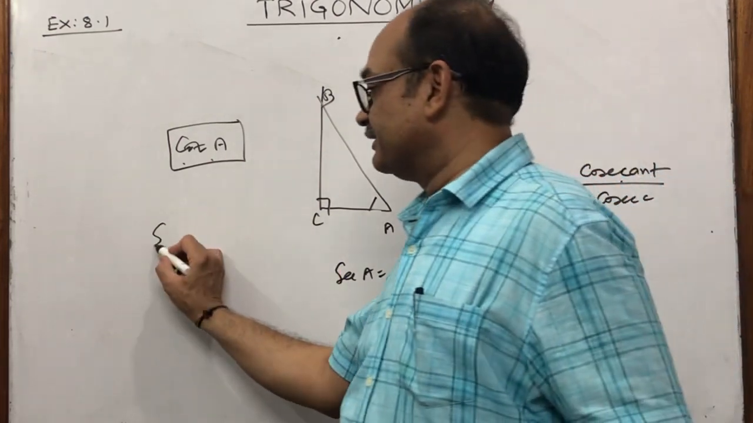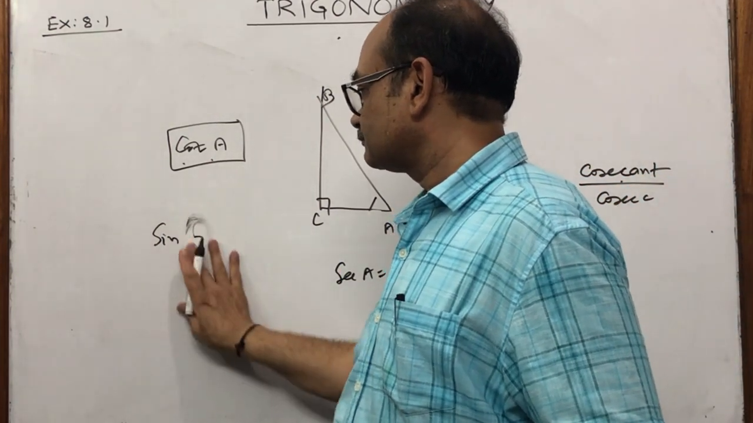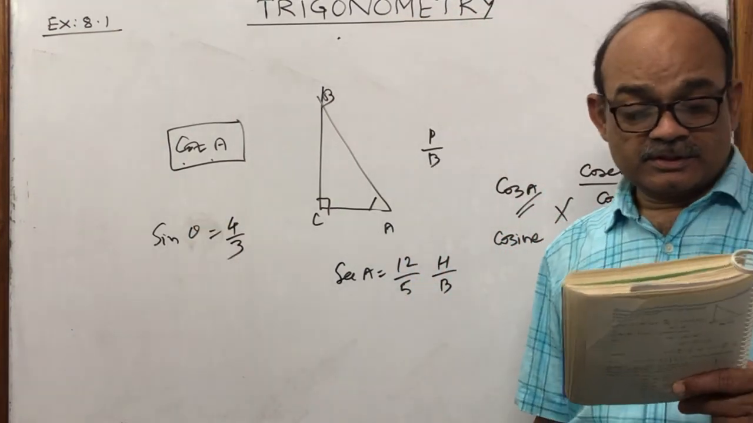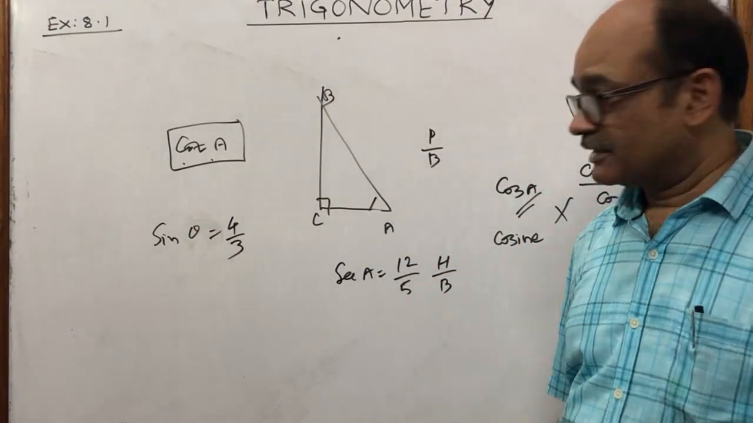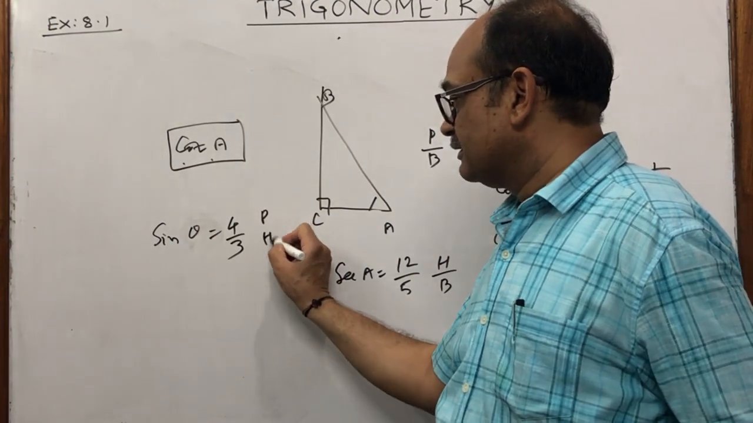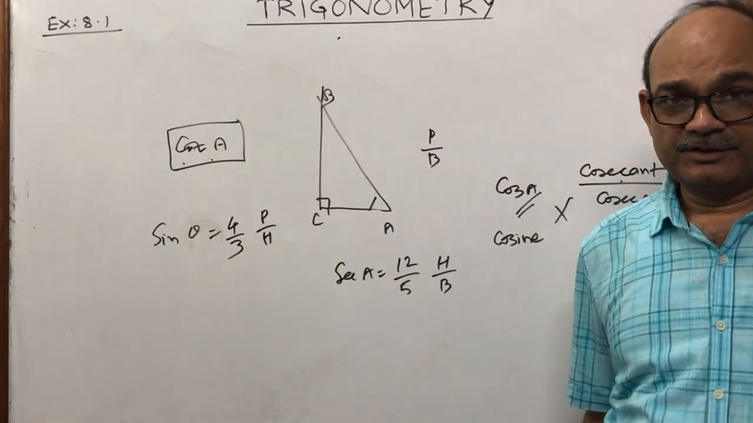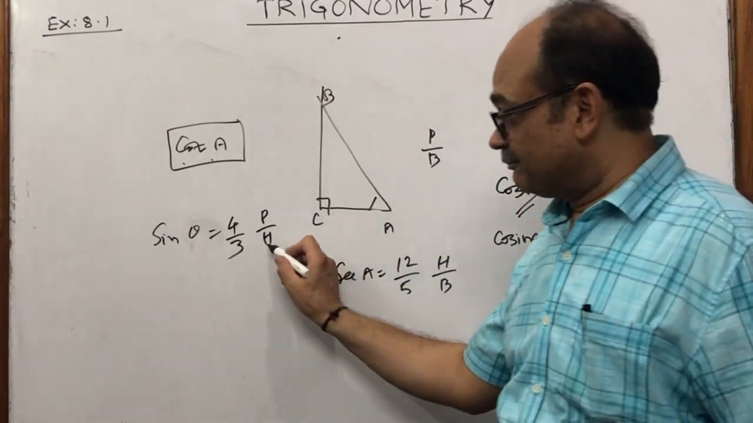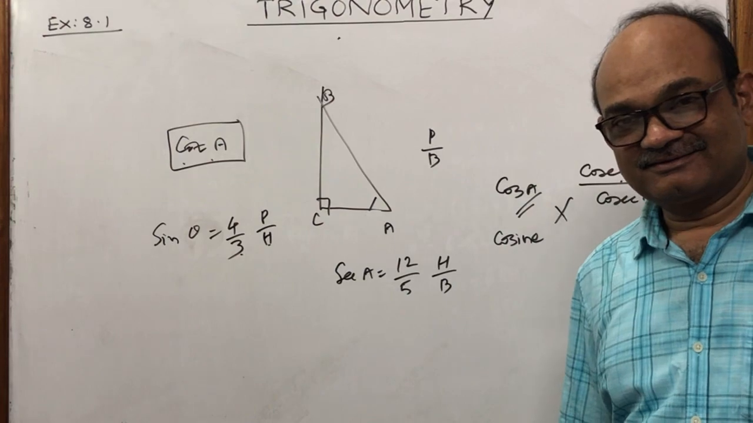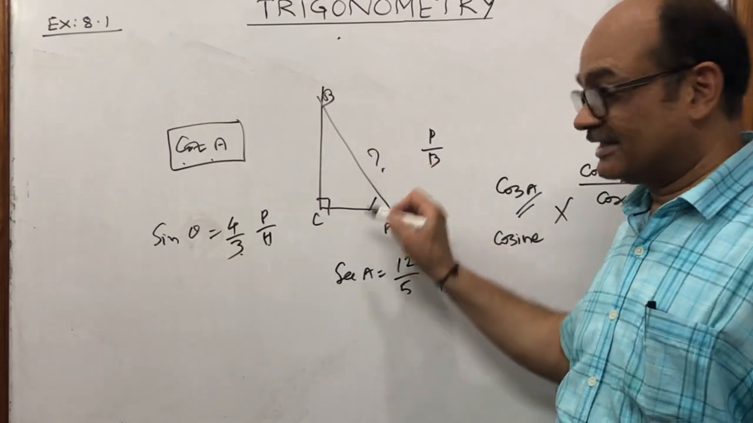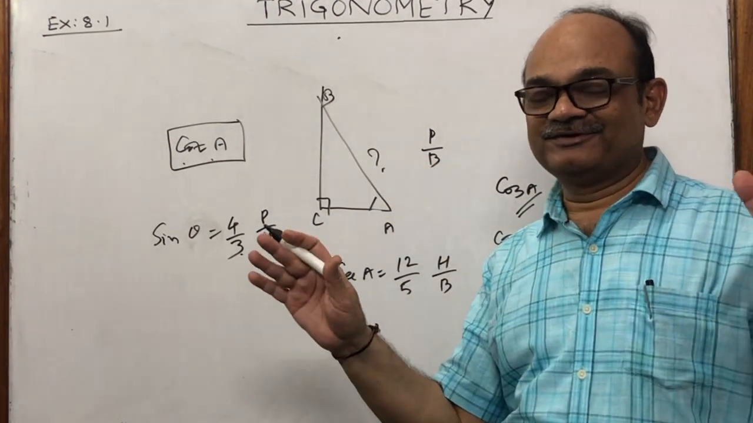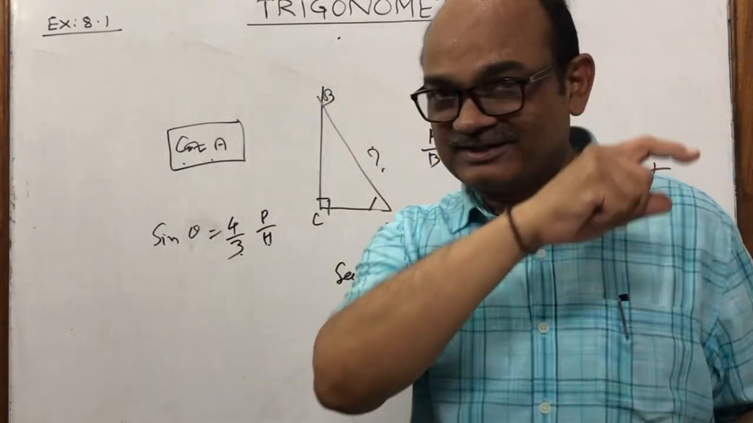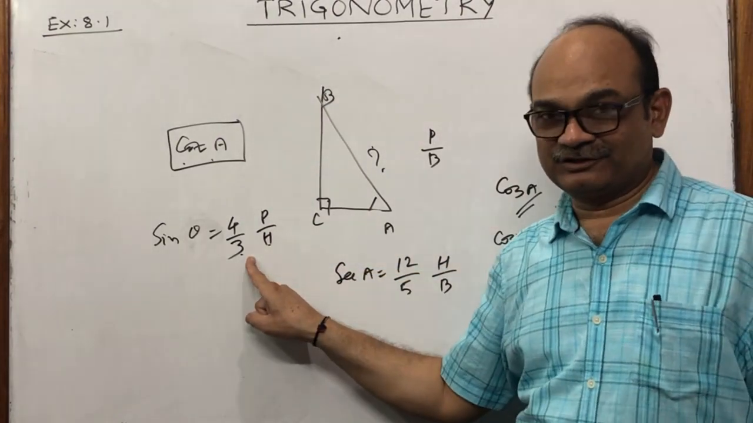Sin theta is 4 by 3. Very important. What is given? Sin theta is 4 by 3 for some angle theta. This is perpendicular and this is hypotenuse. The ratio of perpendicular and hypotenuse is sin theta. So is it true that hypotenuse is less than perpendicular? It is not true, because it is a 90 degree triangle and the longest side in a right triangle is the hypotenuse. So it is absolutely wrong.